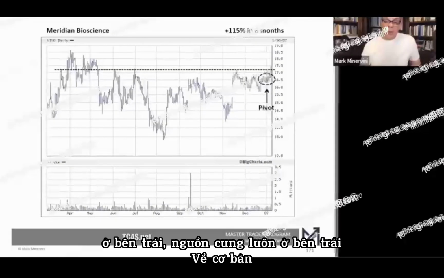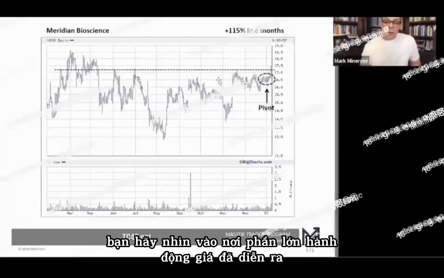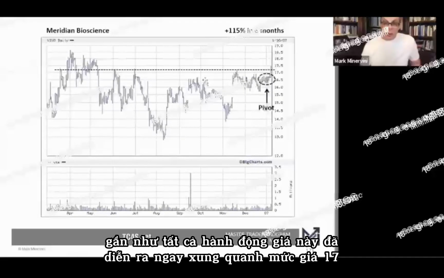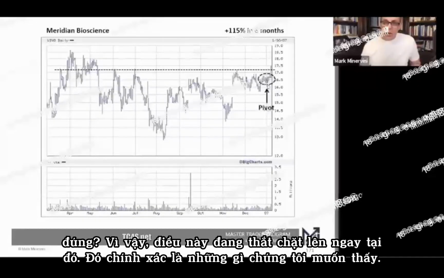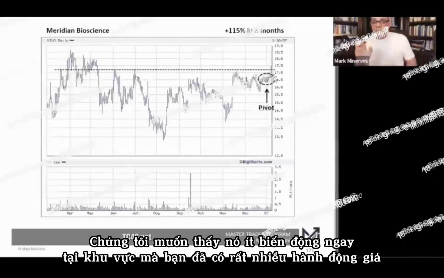You're basically looking at where the majority of the price action has taken place. Now you can see right here, almost all this price action has taken place right around the 17-ish level, right? So this is tightening up right there. That's exactly what we want to see. We want to see it quiet down right at the area where you've had a lot of the price action.